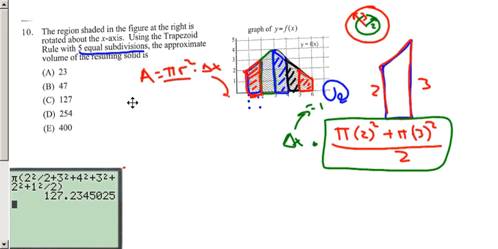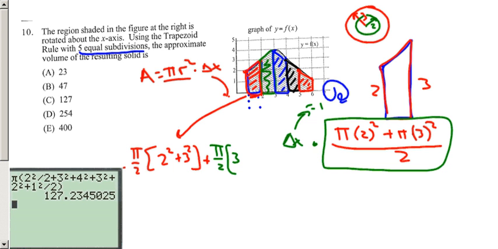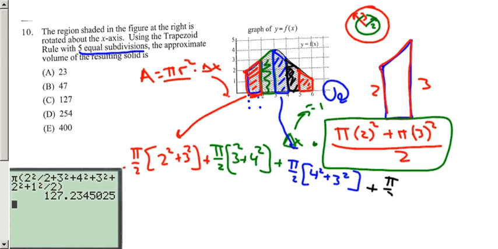So if we do that all out, our first one is like we just wrote, and we can factor out the pi and factor out the 2. So we have pi over 2 times 2 squared plus 3 squared, plus, and then if we look at this one, it's also going to have pi over 2, and then it's going to be 3 squared plus 4 squared, plus our blue one, which is pi over 2, 4 squared plus 3 squared, plus our black one, pi over 2, 3 squared plus 2 squared, and then our last red one, pi over 2, 2 squared plus 1 squared.